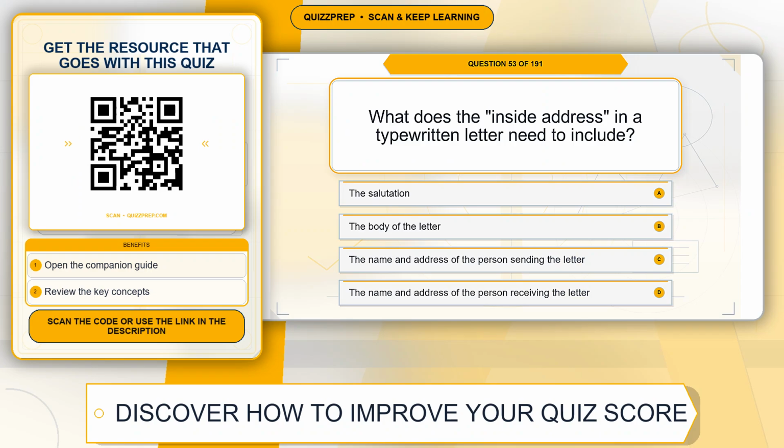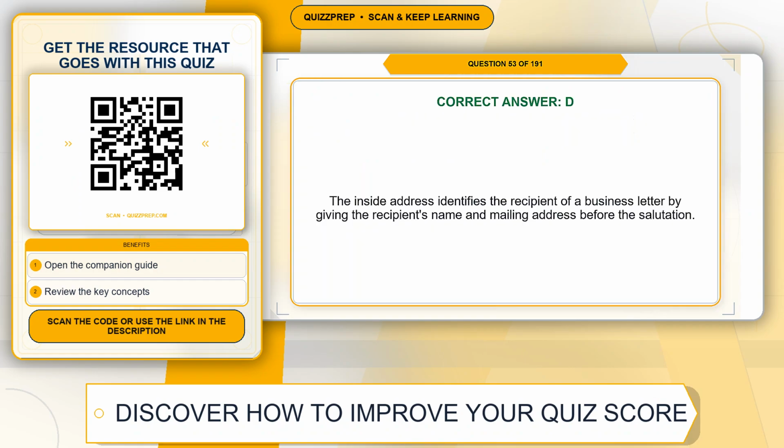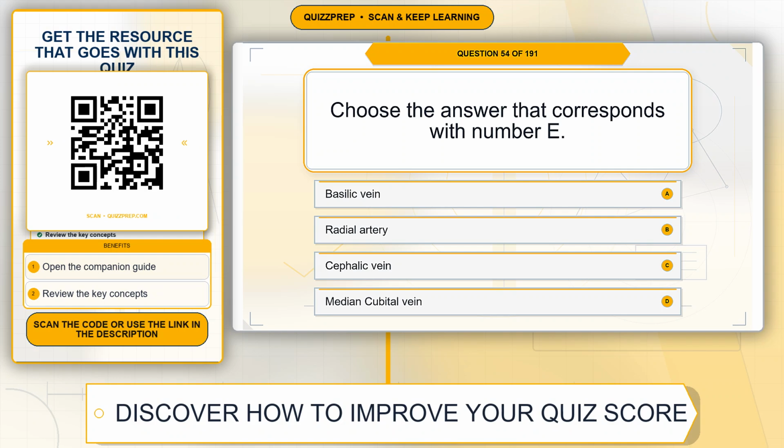Question 53. What does the inside address in a typewritten letter need to include? Option A, the salutation. Option B, the body of the letter. Option C, the name and address of the person sending the letter. Option D, the name and address of the person receiving the letter. The correct answer is option D, the name and address of the person receiving the letter. Explanation. The inside address identifies the recipient of a business letter by giving the recipient's name and mailing address before the salutation.